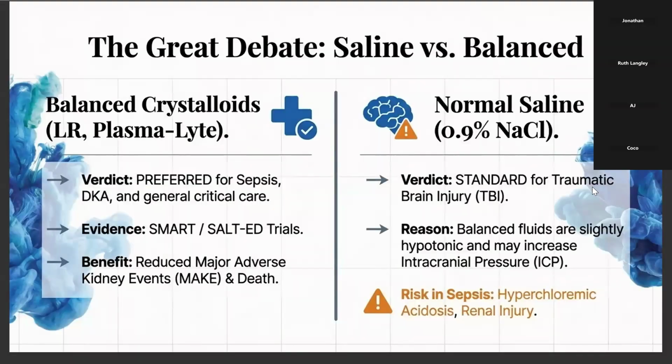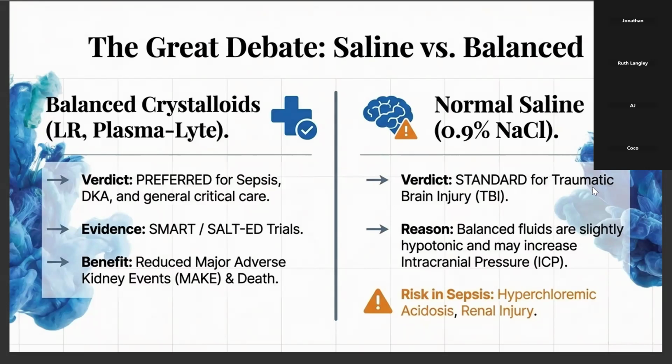So the great debate, saline versus balanced. So these balanced crystalloids, again, Hartmann's. There's lots of arguments about when we should be using these, but you'll see this mainly used in ITU. So the studies all say preferred for sepsis, diabetic ketoacidosis, and general critical care. The evidence for that is the SMART and the SALT-ED trials, and the benefits are reduced major adverse kidney events and death. Normal saline is the standard for a traumatic brain injury.